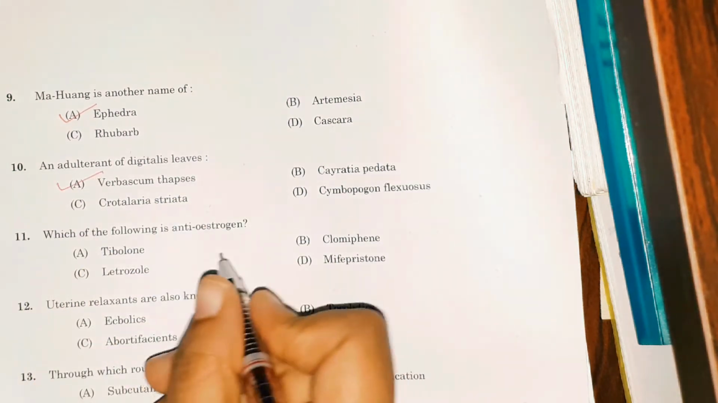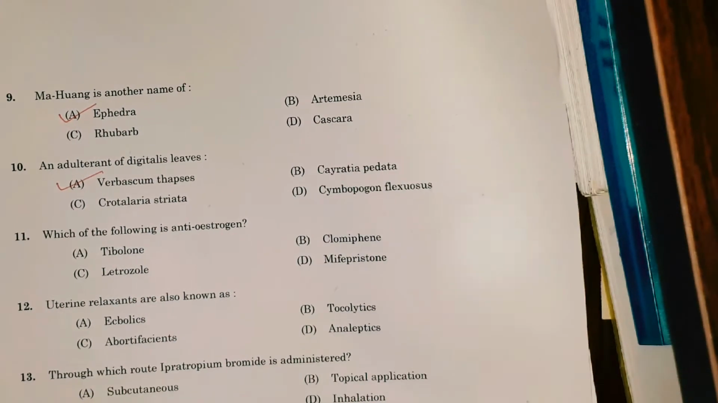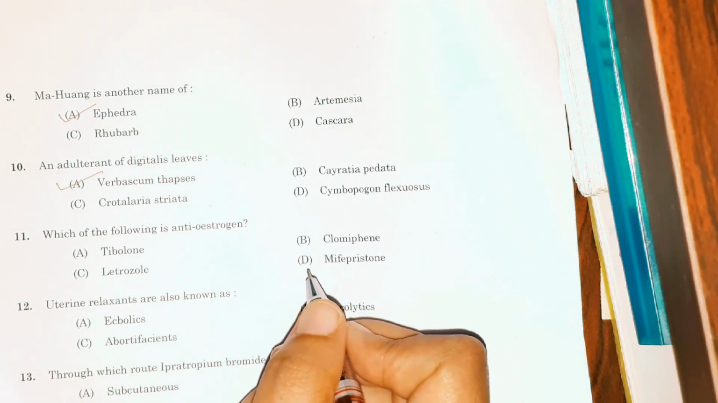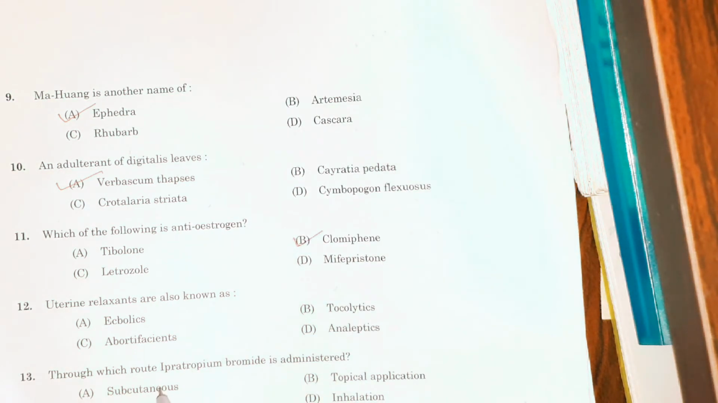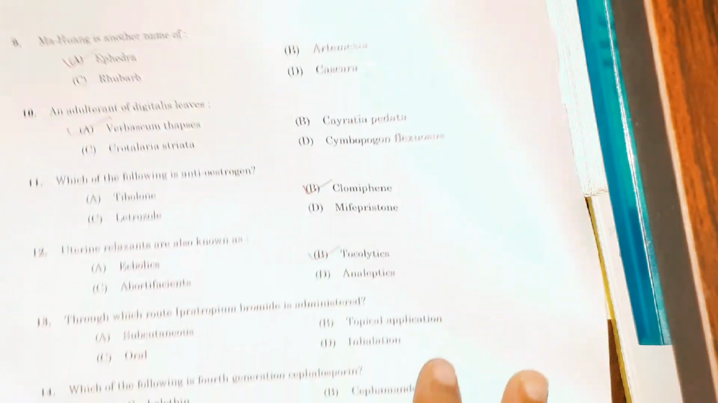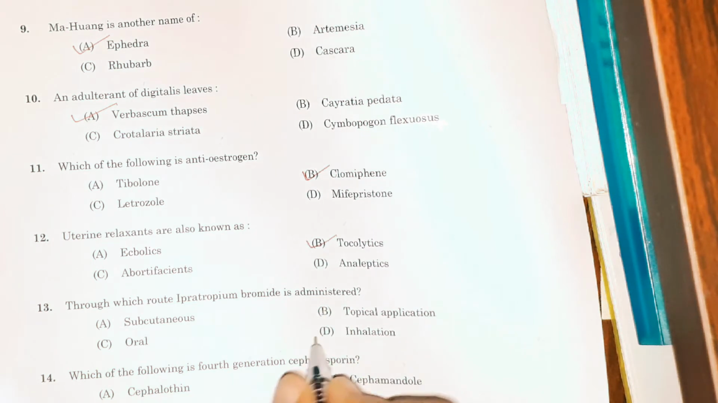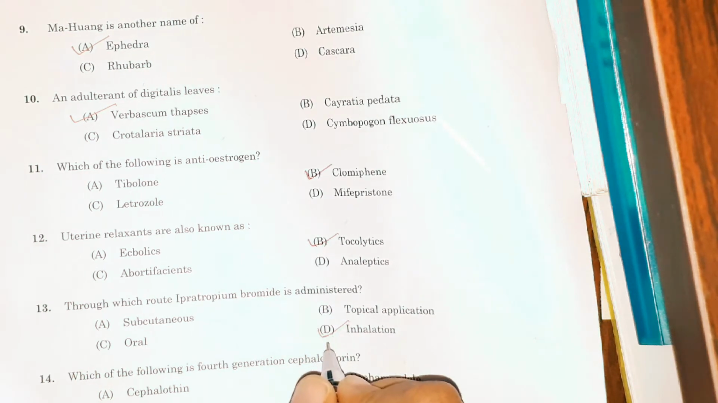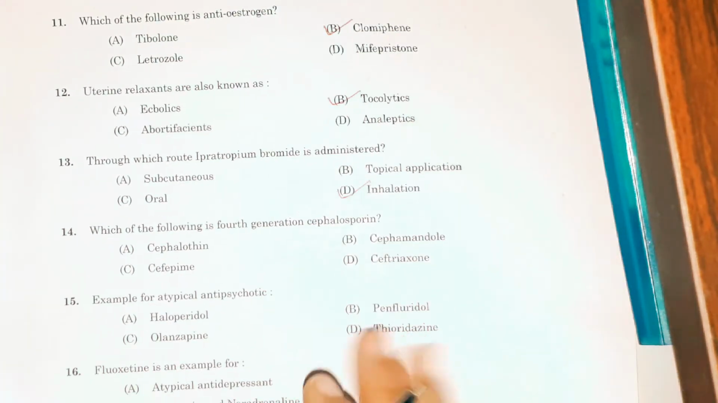Option A. Which of the following is anti-estrogen? The correct answer for that is clomiphene. Option B, clomiphene. Uterine relaxants are also known as tocolytics. They inhibit uterine contractions. They are medications used to suppress premature labor. Through which route is ipratropium bromide administered? It is administered through inhalation route. It is used to treat symptoms of COPD and asthma.